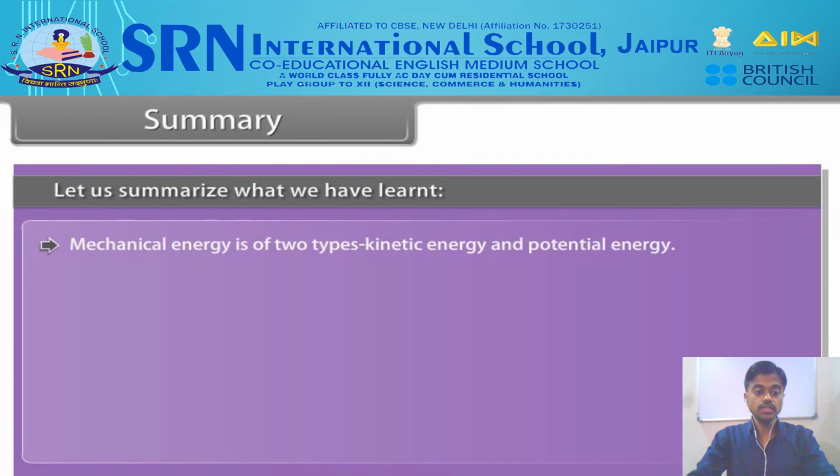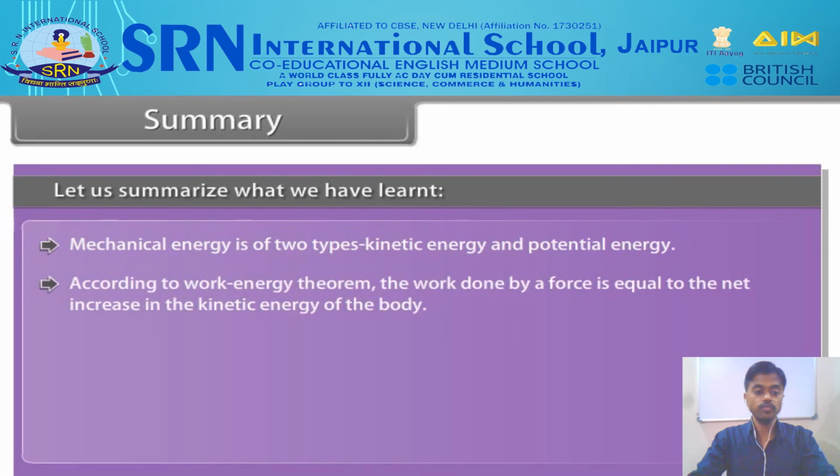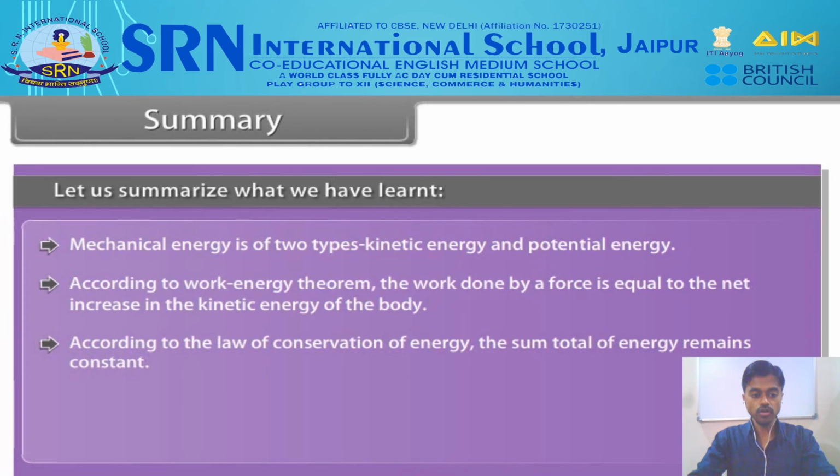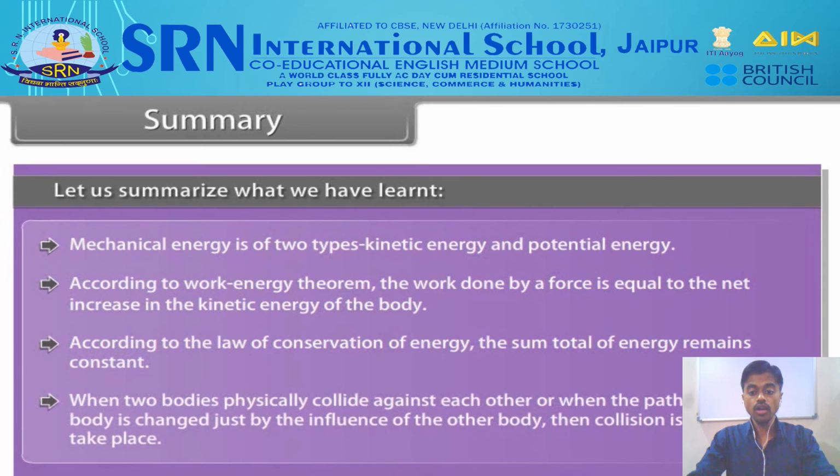Now let's summarize other points also. Mechanical energy is of two types, kinetic energy and potential energy. According to the work energy theorem, the work done by the force is equal to the net increase in kinetic energy of the body. According to the law of conservation of energy, the sum of total energy remains constant. When two bodies physically collide against each other, and they exchange their energies and influence each other, then collision is said to take place. So this is all about the summary of the entire chapter we learned.